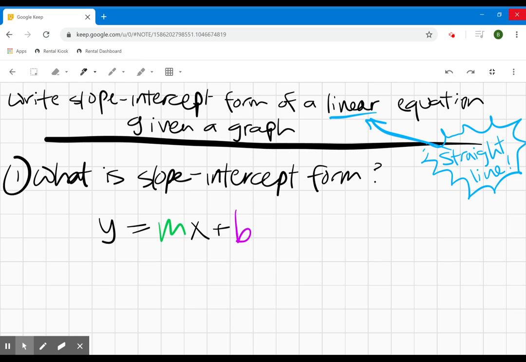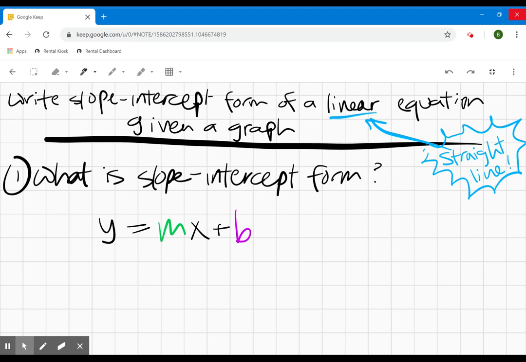Okay, team, we're going to go over how to write the slope-intercept form of a linear equation given a graph. Quick reminder, linear means your graph is going to have a straight line. Now, let's go over quickly what slope-intercept form is, so you know how you're going to be writing your equation.